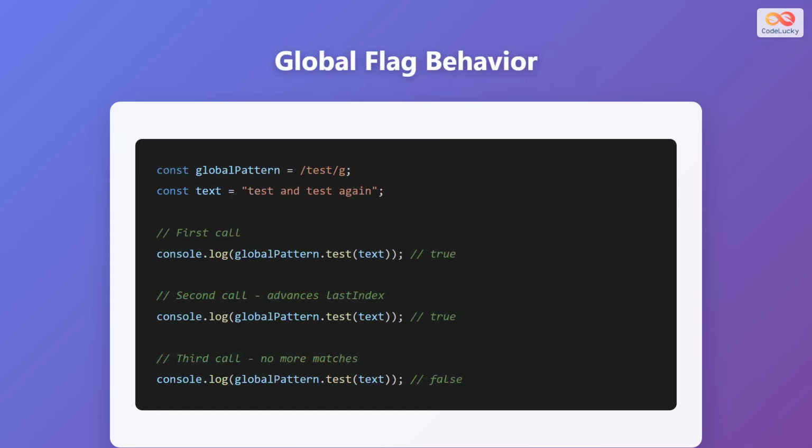When using the test method with the global flag /g, the behavior changes slightly. The test method keeps track of the last index it matched. First, we define a global pattern to search for the word test. Then we define a text string that contains the phrase "test and test again". The first call to test finds test and returns true. The second call starts searching from where the previous match ended, finds another test, and returns true again. The third call starts searching again, but there are no more matches, so it returns false.